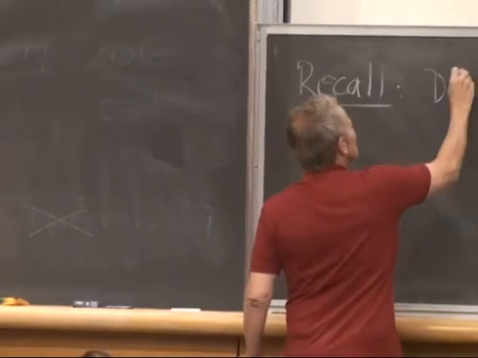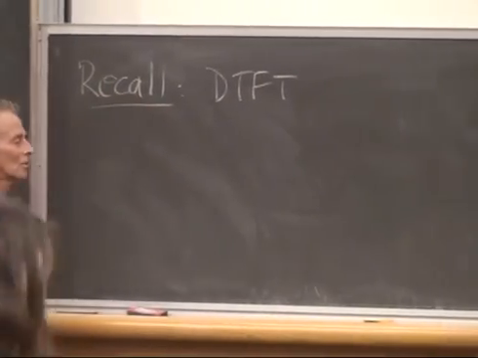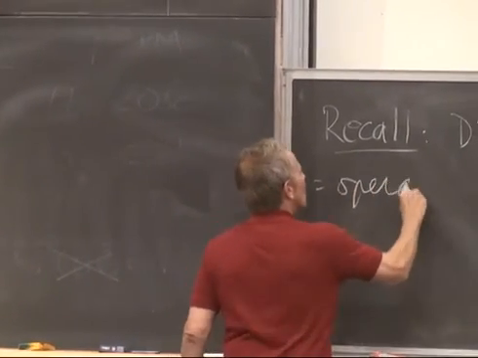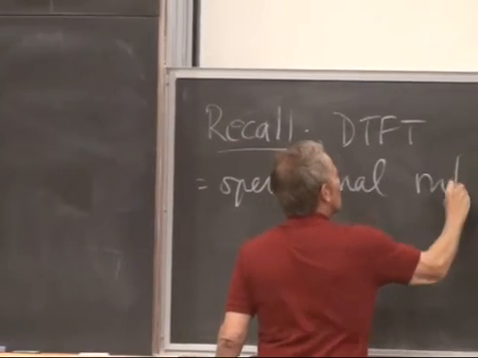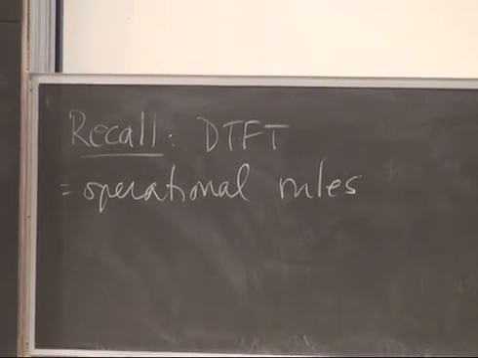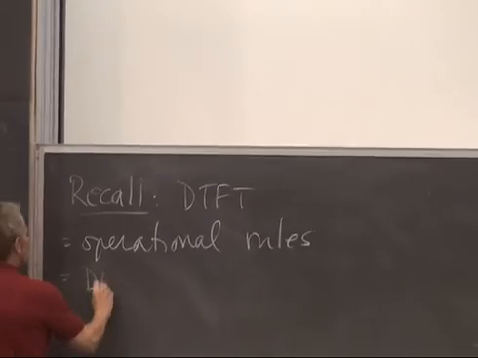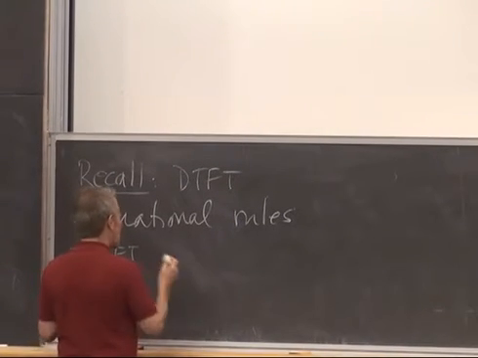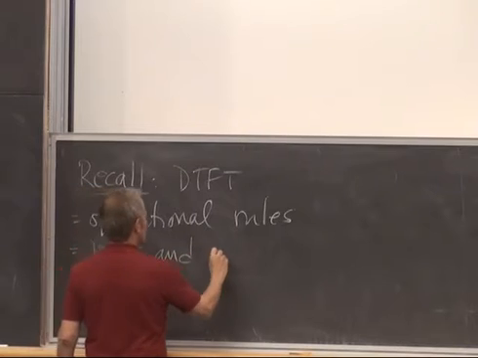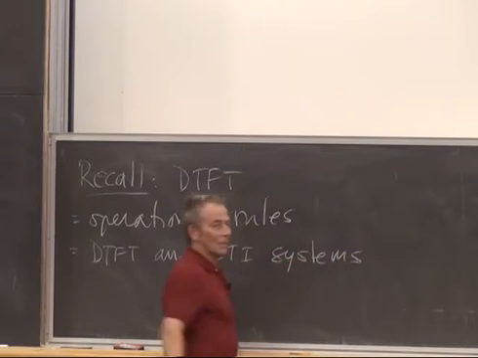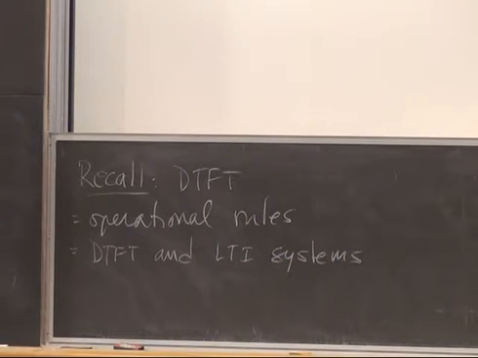So we're talking about the DTFT, and we went through the whole thing about operational rules. And the only ones I talked about were the time shift rule and the convolution rule for DTFTs. And we talked about the DTFT as a frequency response for an LTI system that has a frequency response. So I'll just title that as DTFT and LTI systems. And of course, the LTI systems we're talking about here are discrete time systems as opposed to continuous time systems, which we deal with the Fourier transform with.